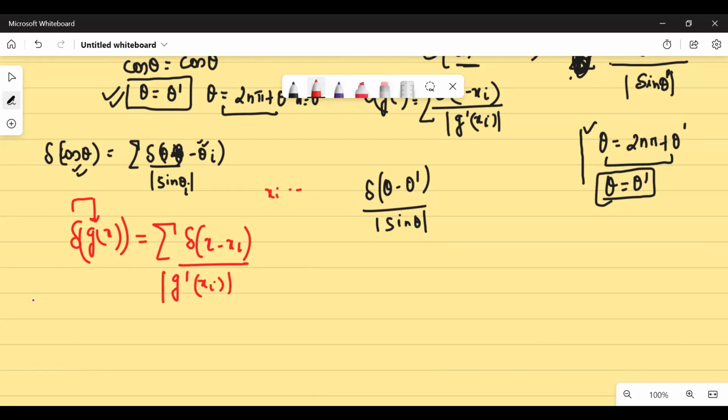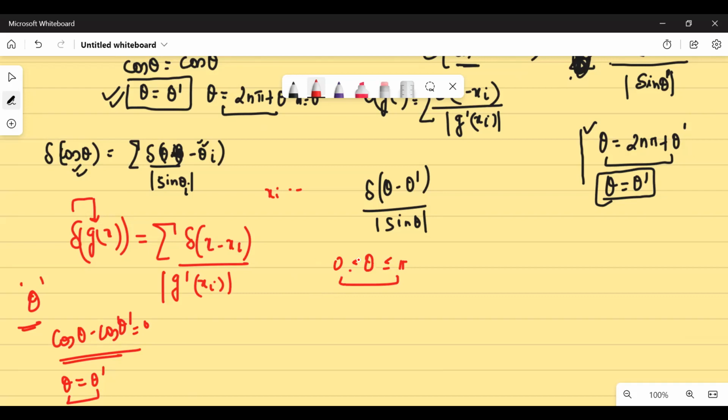Now instead of g(x), you have some function of theta, that is cos theta minus cos theta dash. So you have to see where this particular function is zero. This function will be zero if theta is equal to theta dash. Is that clear? And further, remember that theta must lie between 0 and pi in the spherical polar coordinate system. This is something that you remember from your BSc classes, you know all these things.